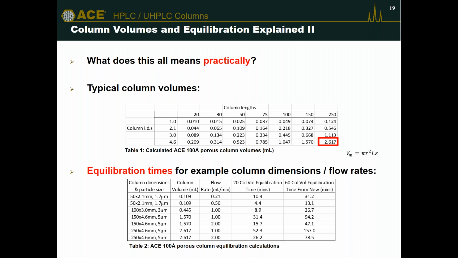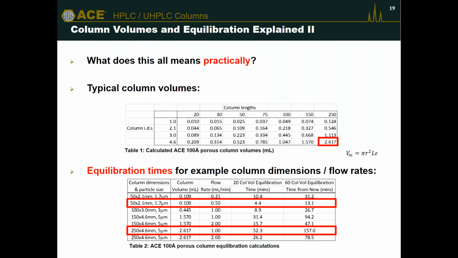What I'm trying to illustrate here is if we use the 250 by 4.6 millimeter column as an example, you can see the column volume in the second column is 2.617 mils. At a flow rate of 1 mil a minute, it's going to take us 157 minutes to fully equilibrate that column when it is brand new. For the second and subsequent time we use it, it's going to take 50 odd minutes to fully equilibrate that column. So you can see using longer columns that are wider has an impact on the amount of time it takes you to fully equilibrate the column.